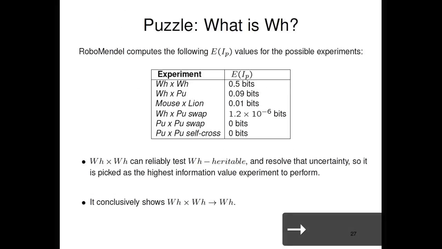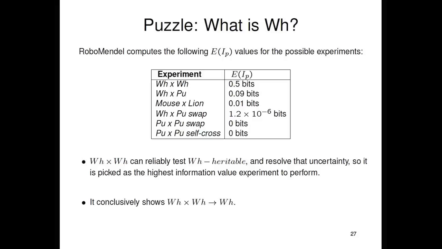So the first set of empirical information metrics is expectation, potential information, calculated on different possible experiments. So we throw in silly things like let's cross a mouse and a lion versus different crosses, let's say, of WH versus WH, or cross of PU, or crosses of PU with itself, and so on. Basically, the expectation potential information ascribes about half a bit of information value to this WH-WH cross, mainly because at this point, it doesn't even have confidence that this is a genetic phenomenon, but it has an experiment that can reliably test that uncertainty. And so it sees information value to doing that experiment.